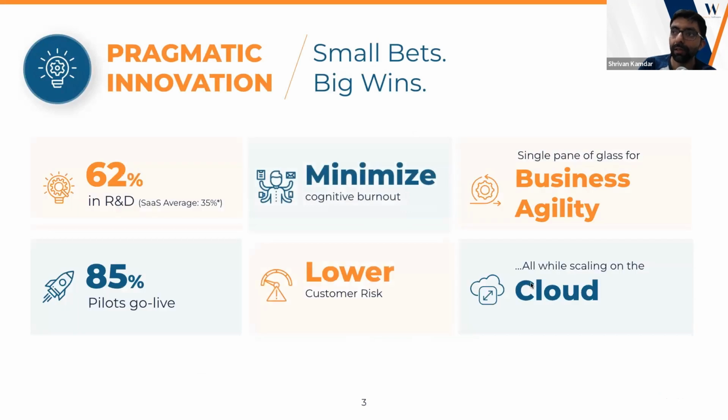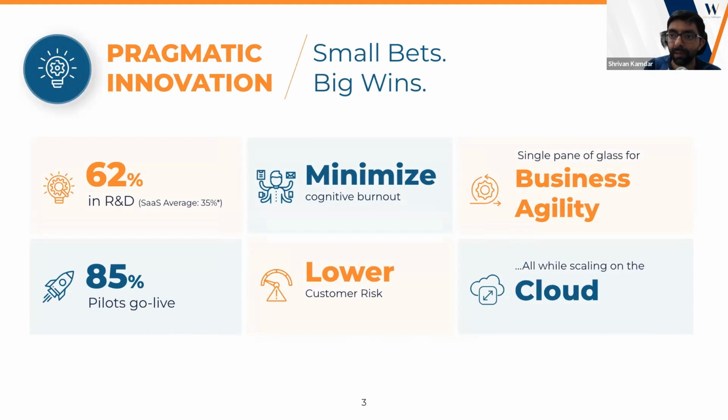What we're trying to do on the pragmatic innovation side is small bets with big wins. Our main focus is minimizing cognitive burnout for our users. A lot of times they're having to context switch between multiple pieces of software, and what we focus on is getting that last mile delivery efficient from many different systems onto a single app and a single screen, so folks can do the work they need to do without that cognitive burnout.